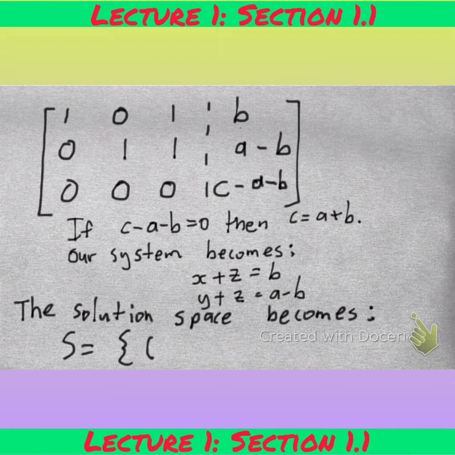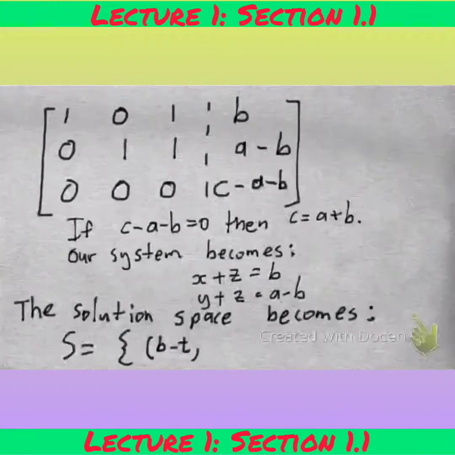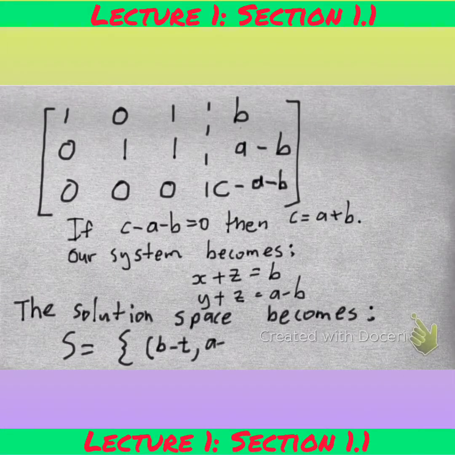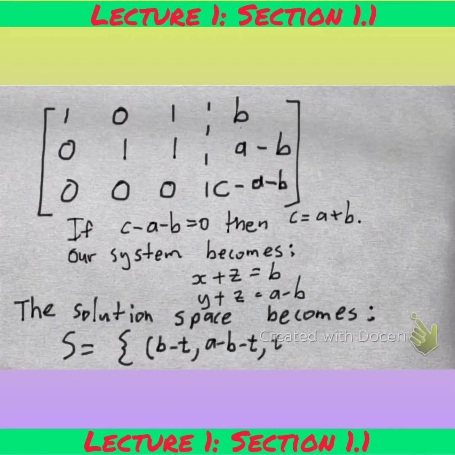We can set the variable z equal to a real number. We parameterize it. So let's parameterize z as t. Then we can solve for x as b minus t, we can solve for y as a minus b minus t, and we have the variable z, which is equal to t.